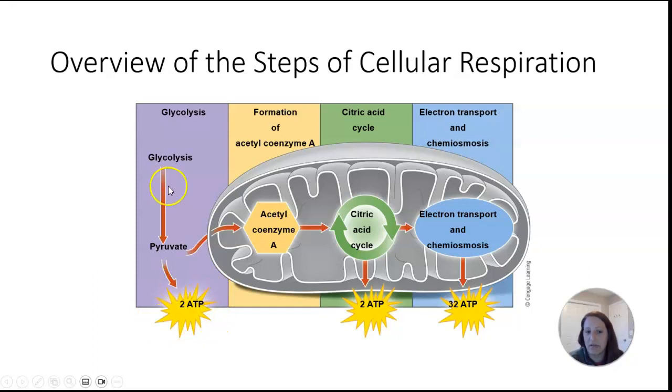Remember, those NADH molecules are going to go all the way over here. They're going to go into the mitochondria and be used here in this last step, which we'll be getting to. So right now, we're talking about these 2 molecules of pyruvate. They're going to enter the mitochondria, and they're going to go through this first step in here called the formation of acetyl-CoA. Okay, so that's where we are.